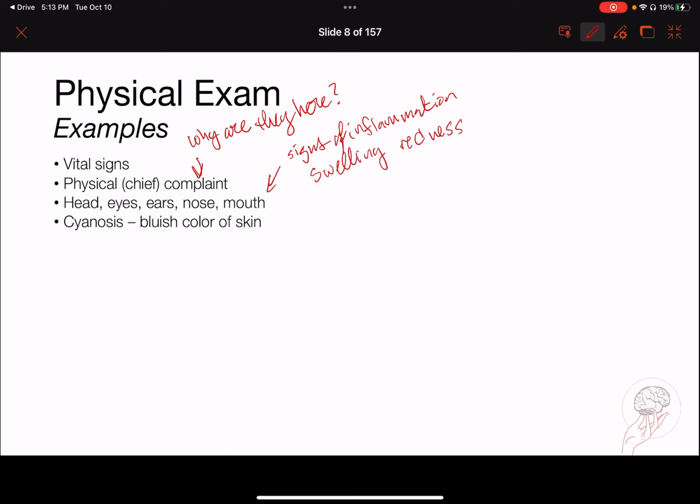Cyanosis, is there a bluish color to the skin? So if someone's skin is kind of blue colored, that may mean that they are not taking in enough oxygen.